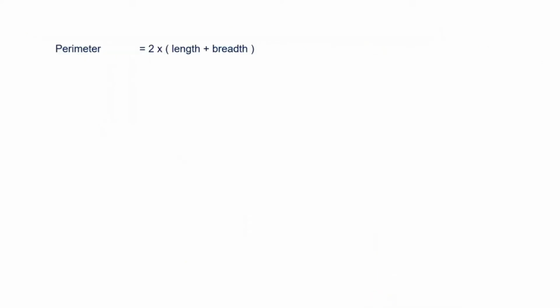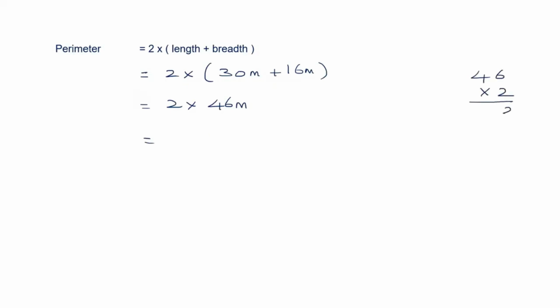The perimeter, the formula is 2 into length plus breadth. So that is 2 into length, which is 30 meters, and the breadth is 16 meters, which we just found. So this will be 2 into 30 plus 16 is 46, 46 meters. Let's multiply 46 into 2. 2 sixes are 12 carry 1, 2 fours are 8 plus 1, 9. So that is 92 meters. So we have found the second answer also. The perimeter is 92 meters.